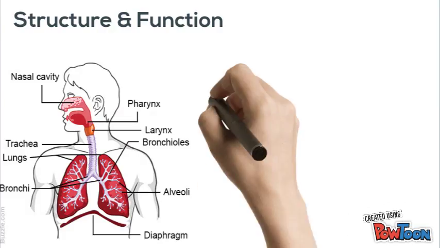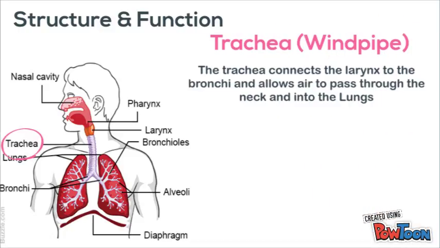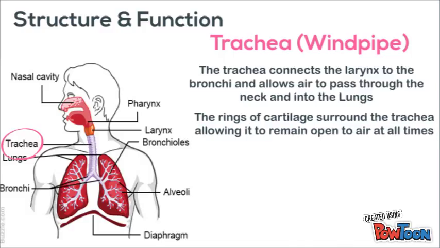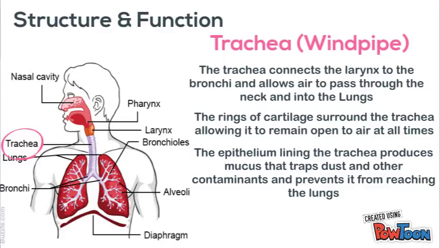The trachea. This connects the larynx to the bronchi and allows the air to pass through the neck and into the lungs. The rings of cartilage surrounding the trachea allow it to remain open to air at all times. The epithelium lining the trachea produces mucus that traps dust and other contaminants and prevents it from reaching the lungs.